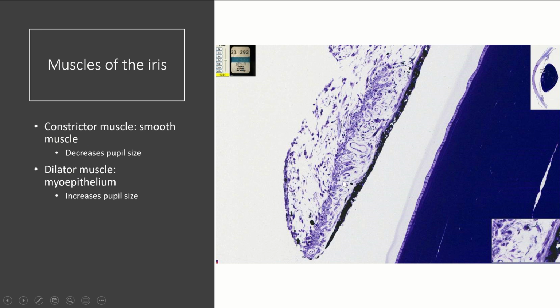Okay, so now we're looking at the iris. Okay, the iris, remember that's that shutter, and we said it does have a lot of blood vessels. It's part of the vascular part of your eye.